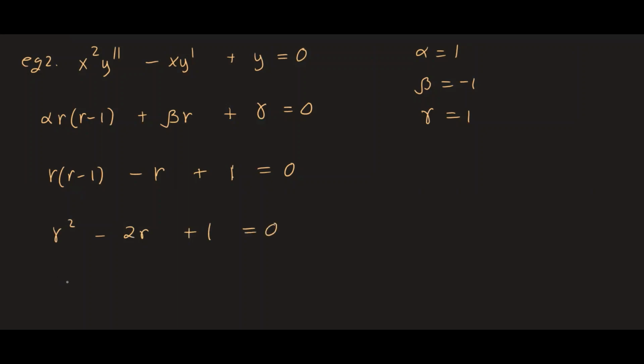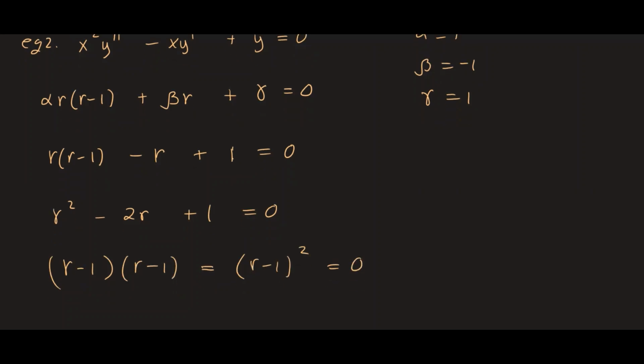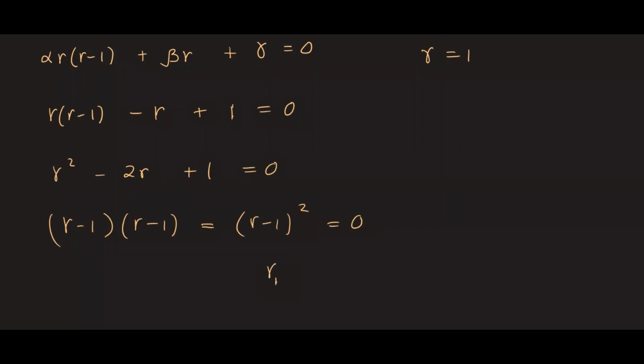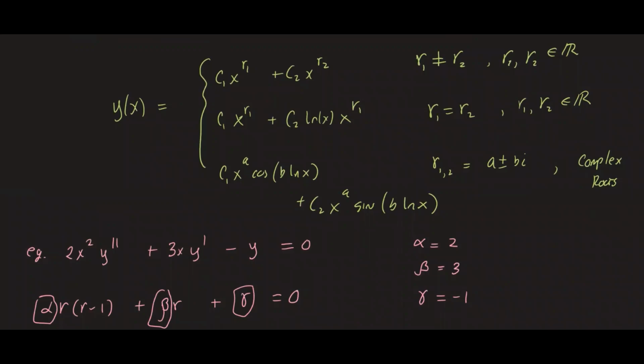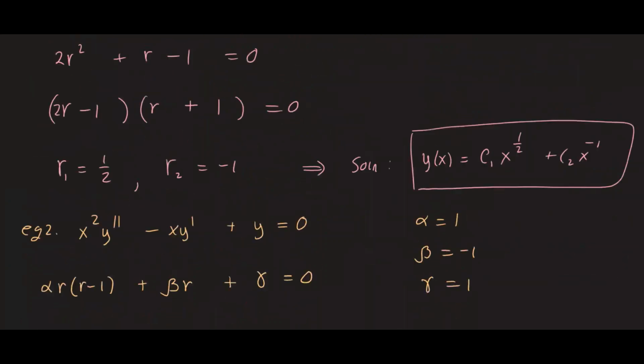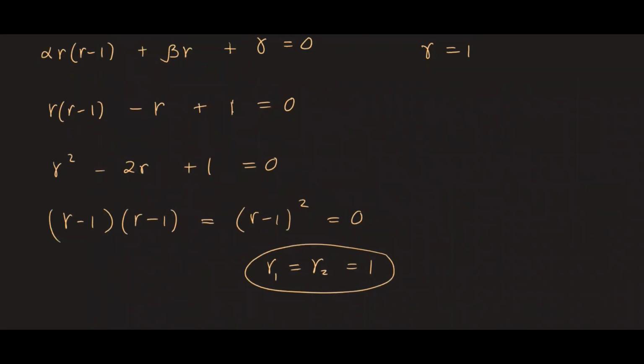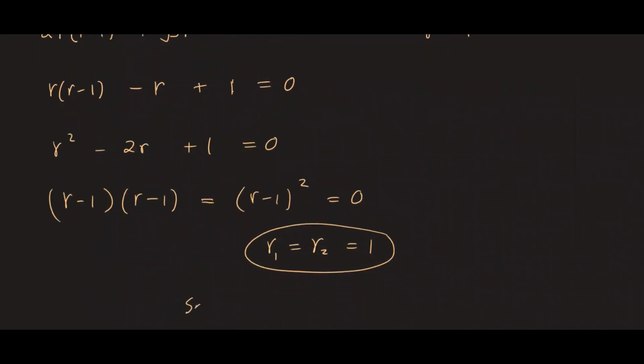And this can be factored into (r minus 1) and (r minus 1), which is just (r minus 1) squared equal to 0. So we can see that this has a repeated root. r1 is exactly equal to r2, which is 1. So in this case, our solution is going to be case number 2, where you have c1 x to the r1 plus c2 ln of x times x to the r1. So we're going to write that out using these roots. So we have our solution to this.